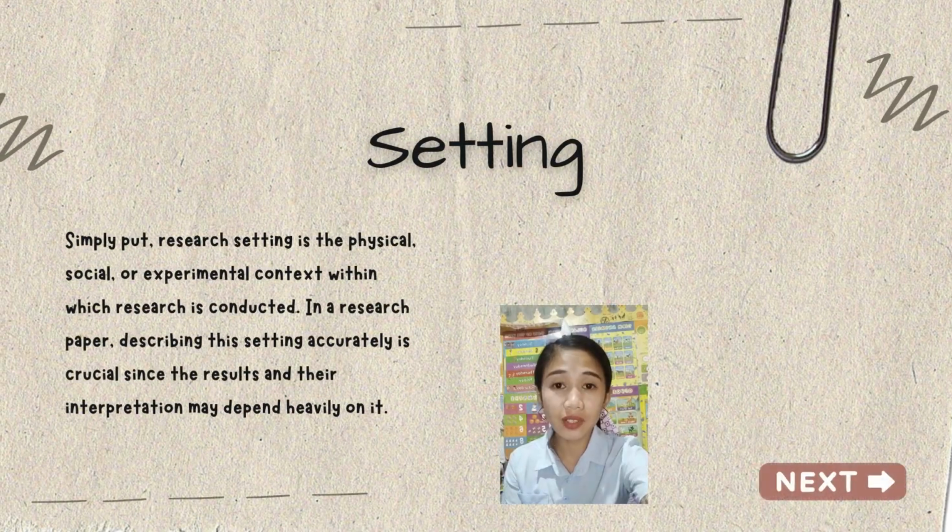So, research setting. Simply put, research setting is the physical, social, or experimental context within which research is conducted. In a research paper, describing this setting accurately is crucial since the result and their interpretation may depend heavily on it.